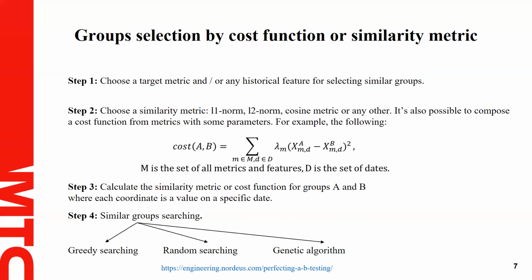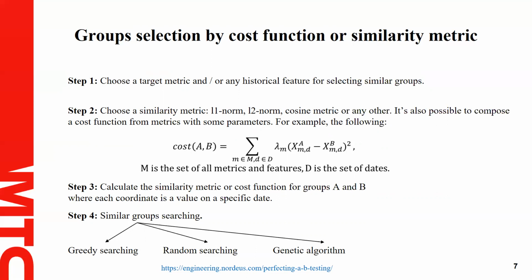Let's continue with the next algorithm. We select groups by cost function or similarity metric. Here we also select the target metric and or other historical features by which we want to find similar groups, and choose a similarity metric, for example, L1 norm, L2 norm, scalar product, or any other. We can also compose a cost function from metrics with some parameters.